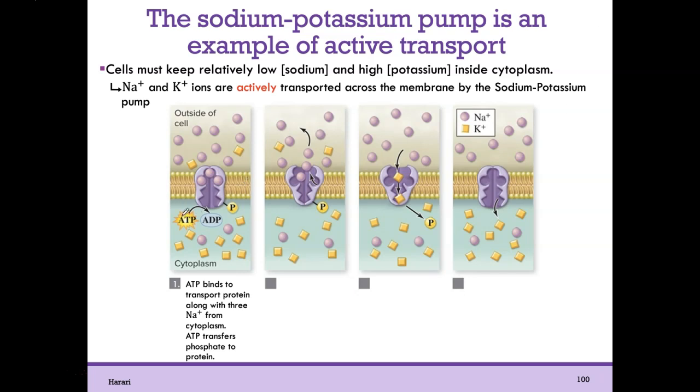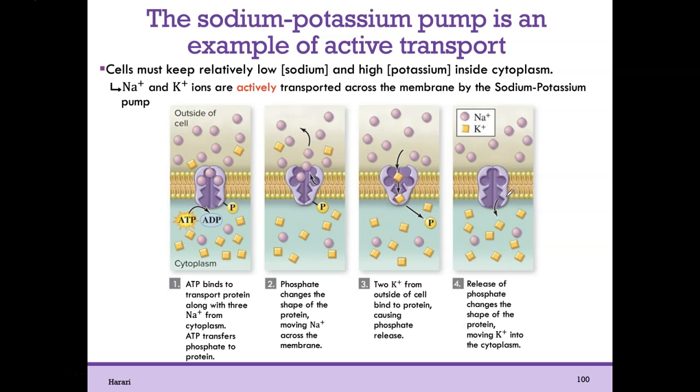So what happens is ATP can bind to this protein along with 3 sodiums from the cytoplasm. And then the phosphate can change the shape of the protein, and the 3 sodiums are released to the outside. Then 2 potassiums from outside of the cell can join in. And the protein changes shape again, releasing those 2 potassiums in. And then again, the 3 sodiums can come in with an ATP, those can be released, and then 2 potassiums in.